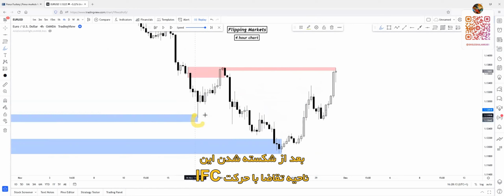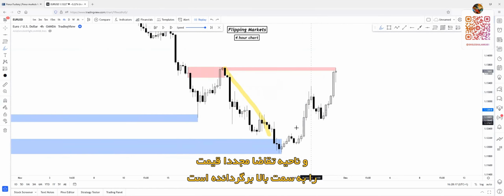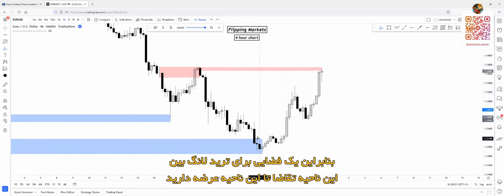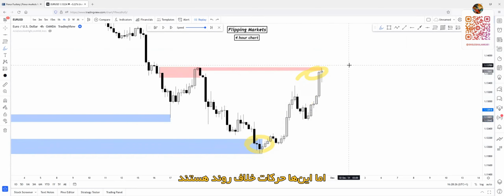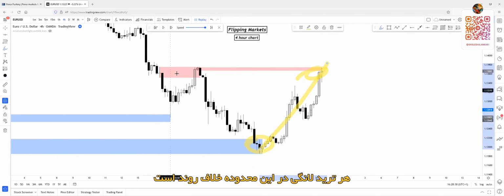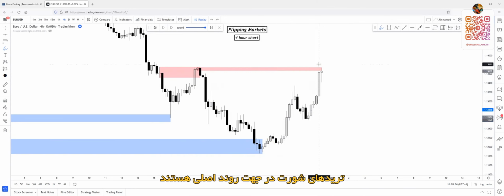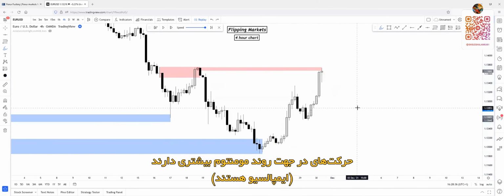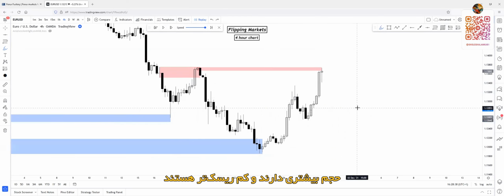After this demand break and the inefficient push, price stepped into another demand zone, and the demand zone reversed the price again to the upside. So you had room between this demand zone and this supply zone to trade long opportunities again, but those are counter trend movements. Just notice this, every long trade in this trend is a counter trend movement. The main trend movements will be short trades. Main trend movements are more impulsive, have more volume, and are safer to use.